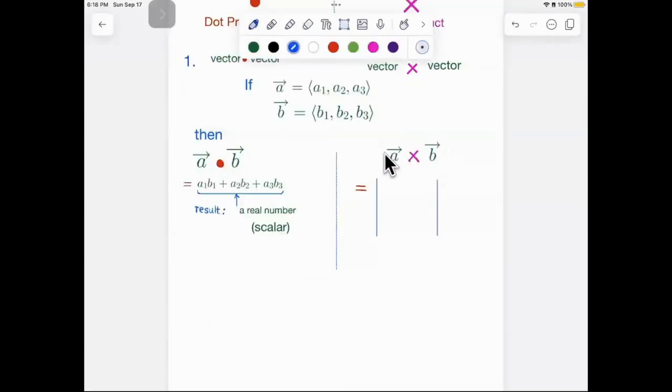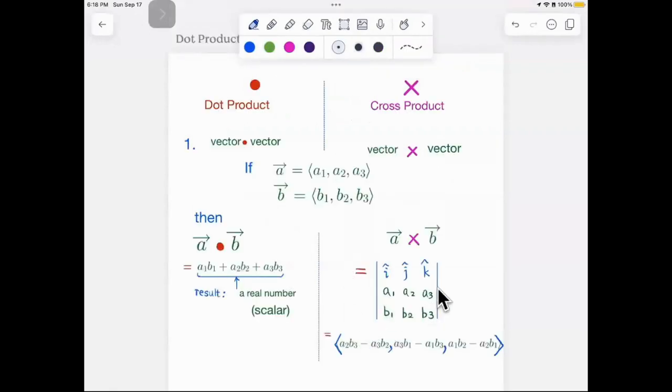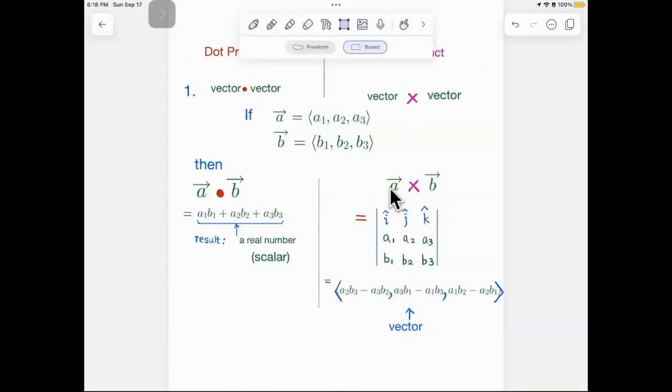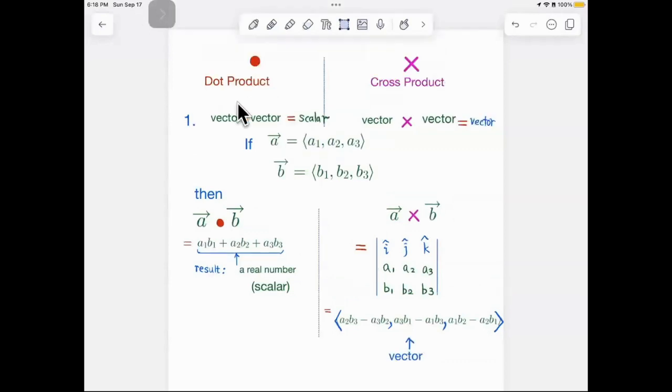And the cross product, we can write the cross product as this symbolic determinant. And when we expand this, we get the result as this vector here. The result of the cross product of these two vectors is again a vector. So the first difference between dot product and cross product is that the result of a dot product is a scalar. The result of a cross product is a vector.